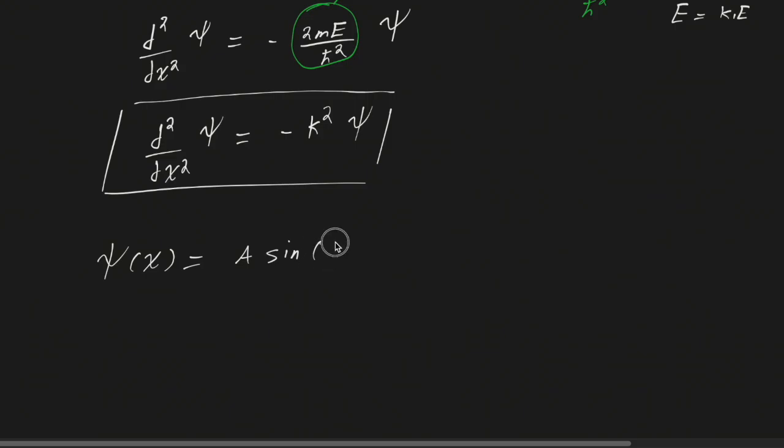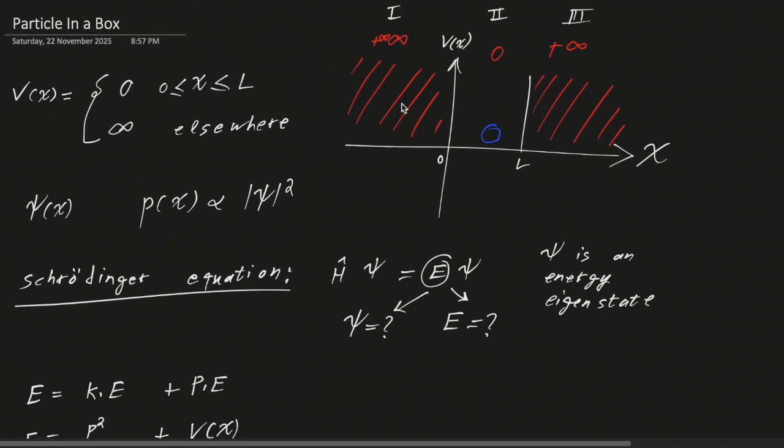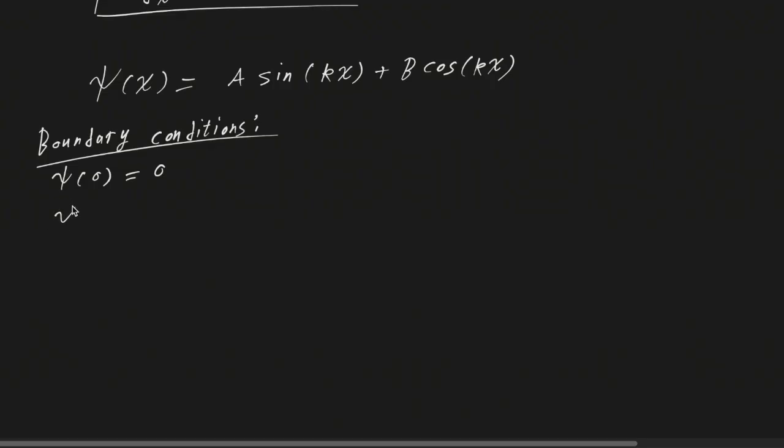So we can write it as a sine kx plus b cosine kx. So this is basically our eigenstate solution, but we still have the boundary conditions to worry about, which says that psi at 0 must equal 0. Remember, from the continuity, because the particle cannot exist in this region of infinite potential. And psi of L must also equal 0.